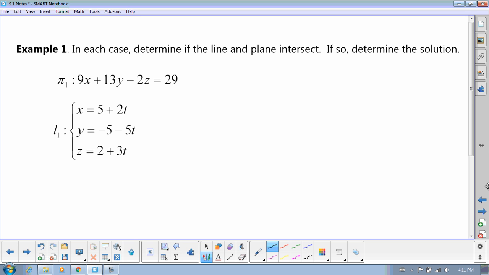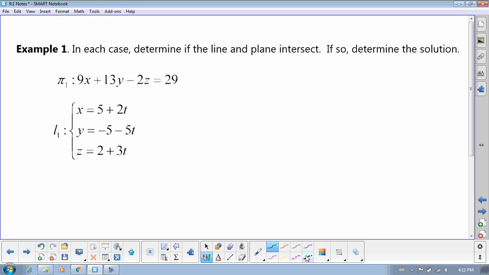All right, as per usual, let's go ahead and start looking at some examples. So in each case, determine if the line and plane intersect. If so, determine the solution. Okay, so in this plane right here, we know that we have 9x plus 13y minus 2z equals 29. I know that that's a plane right away because I see a z component. Here we have the parametric equations for our line. So basically, I have a representation of x, y, and z. I have x, y, and z in my plane equation.